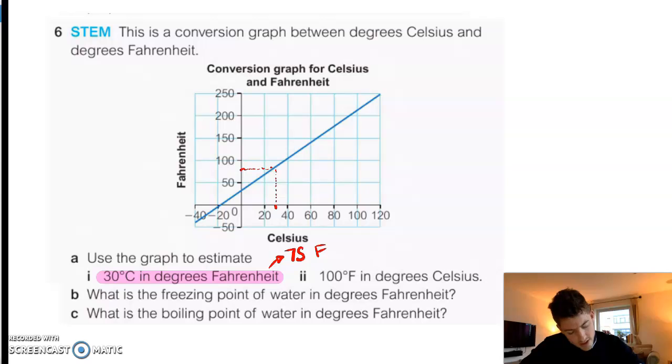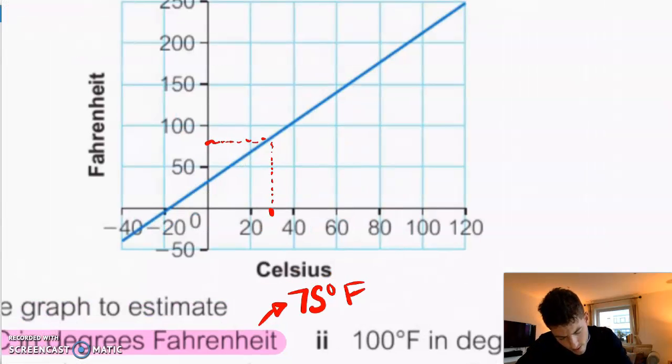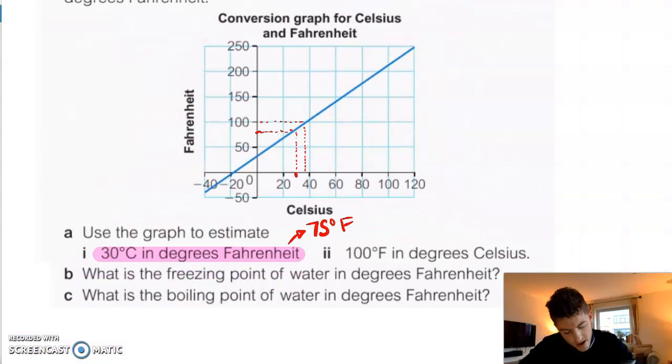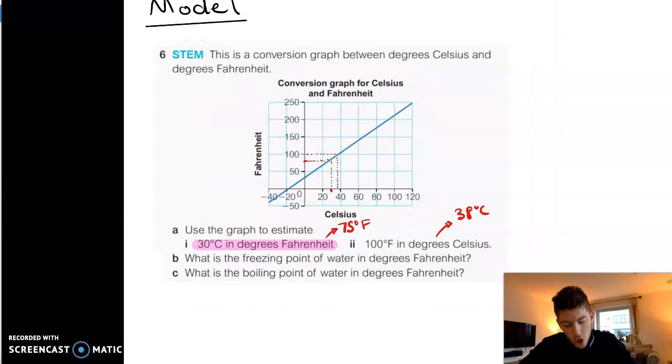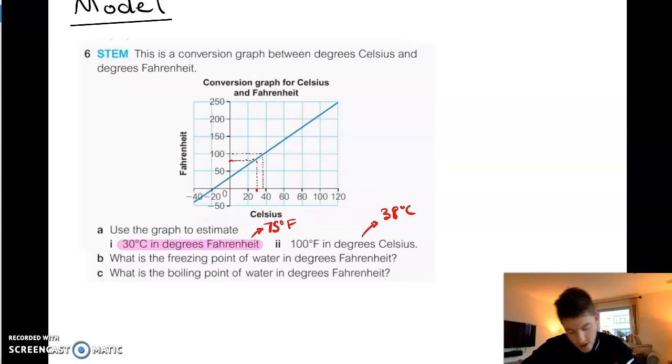Okay, what's 100 degrees in degrees Celsius? So 100 degrees Fahrenheit is here. We're going to go along our graph and down. I'm going to say roughly 38 degrees Celsius. Okay, I don't want you copying this in your book, I just want you watching this one.